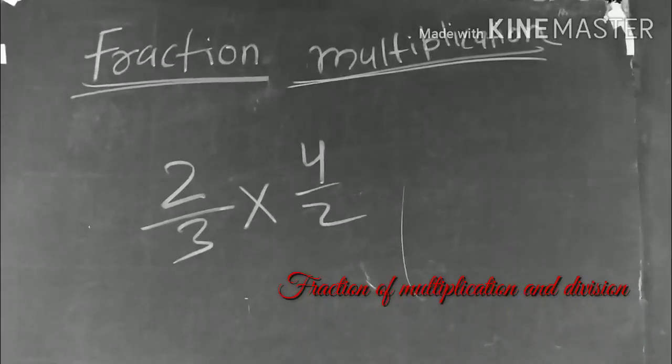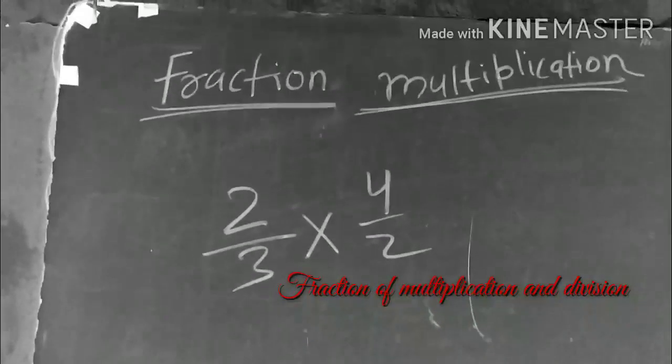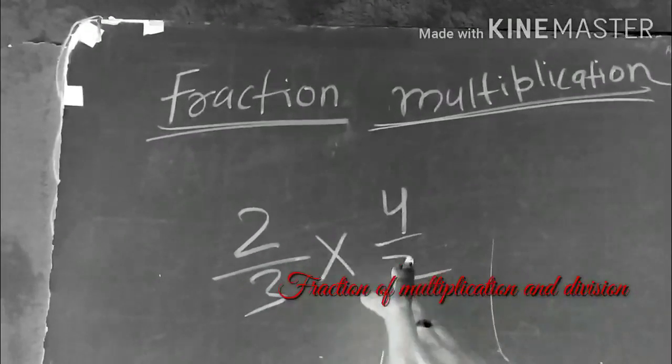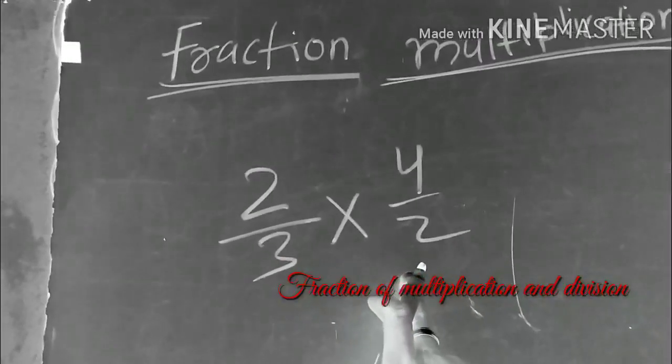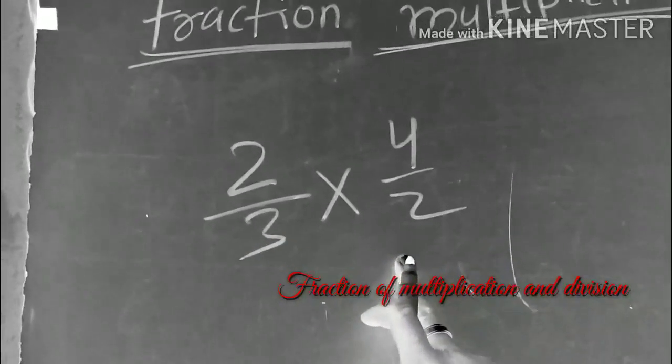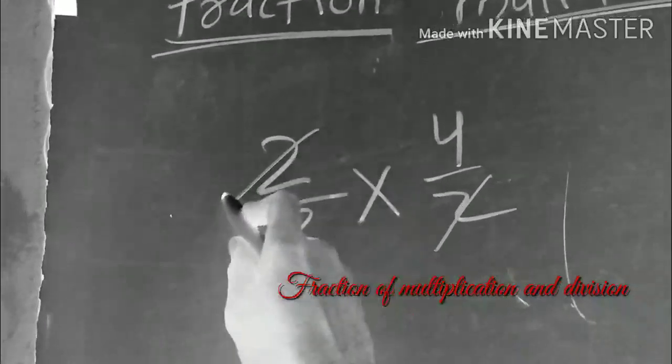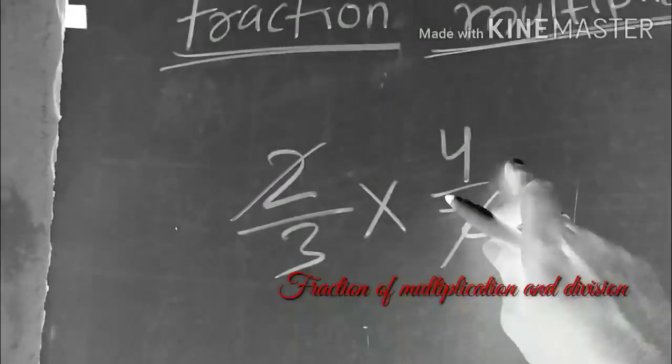You will learn it, then you will come into the fraction multiplication. 2 by 3 and 4 by 2. We will look at numerator and denominator. If there is some common number, then we will strike it out. 2 and 2 is common, so we will strike it out, leaving 3 and 4.